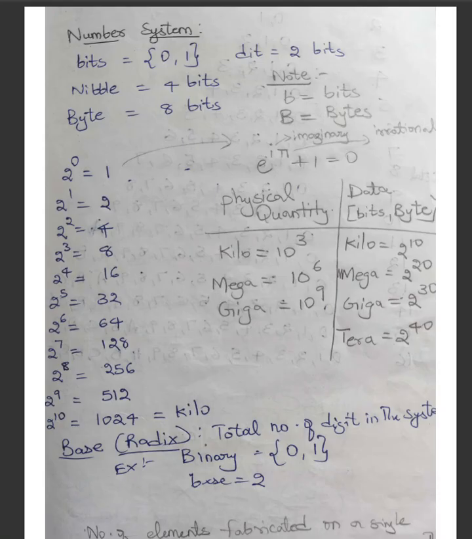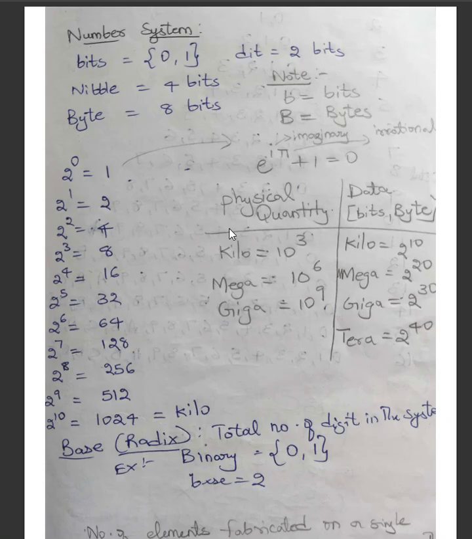So in the number system, we have bits. Bits means zeros and ones, both of them. If we have 2 bits, you can call it a DIT. If it's 4 bits, it's a nibble. If it's 8 bits, it's a byte. So remember, in any question, if you get a small b, that means bits. If you get a capital B, that means byte, and 1 byte equals 8 bits.